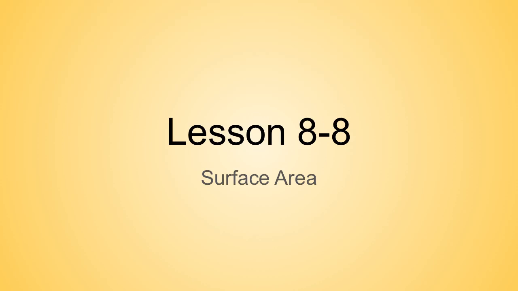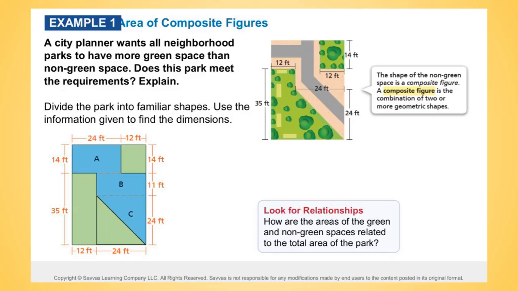This is lesson 8-8, surface area, and it starts in your workbook on page 482. This is example 1 on page 482, and it says, a city planner wants all neighborhood parks to have more green space than non-green space. Does this park meet the requirements, and explain?